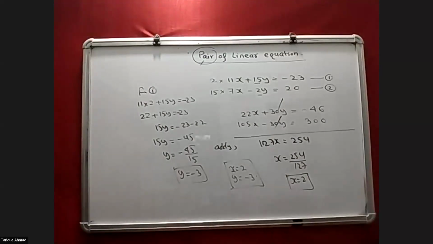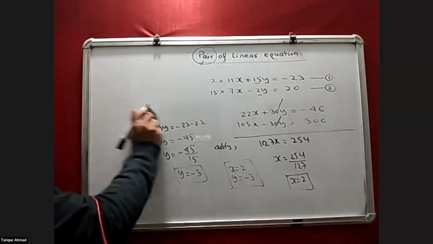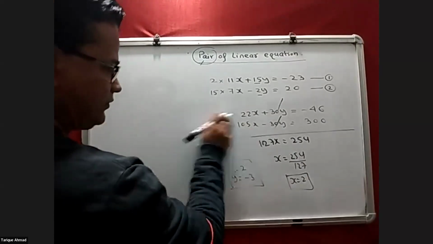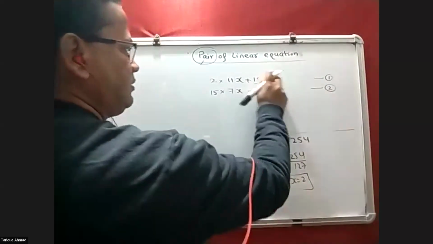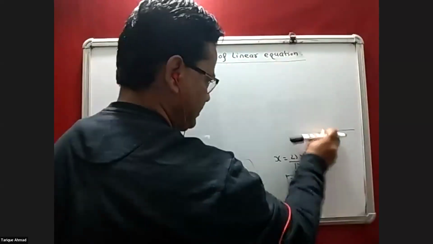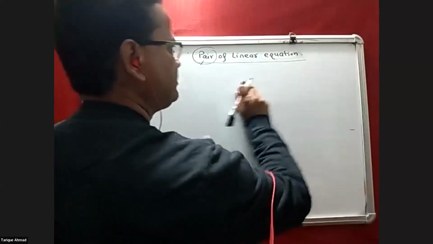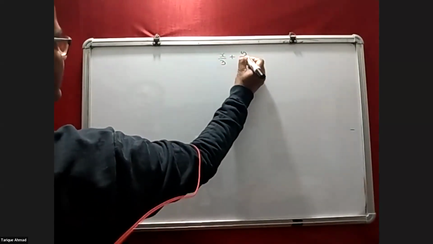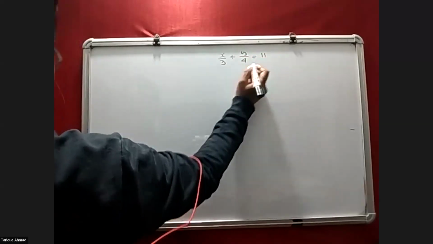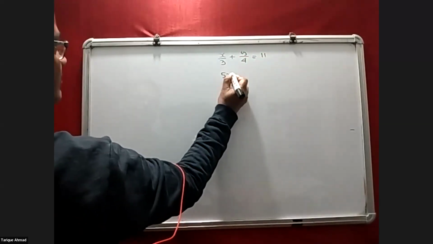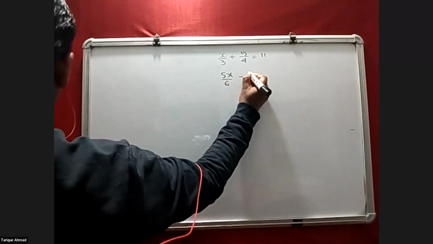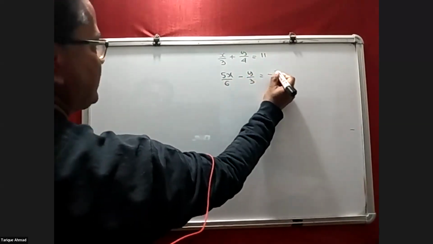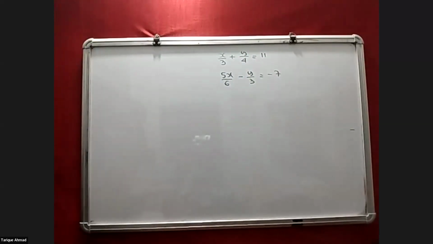Okay. Now see another one. Since it's a demo class, I'm not giving you time to solve a new question, but you will get time to solve it during the classes. Here I'm just explaining because it's a demo. Okay. x by 3 plus y by 4 equals to 11, and 5x by 6 minus y by 3 equals to minus 7.